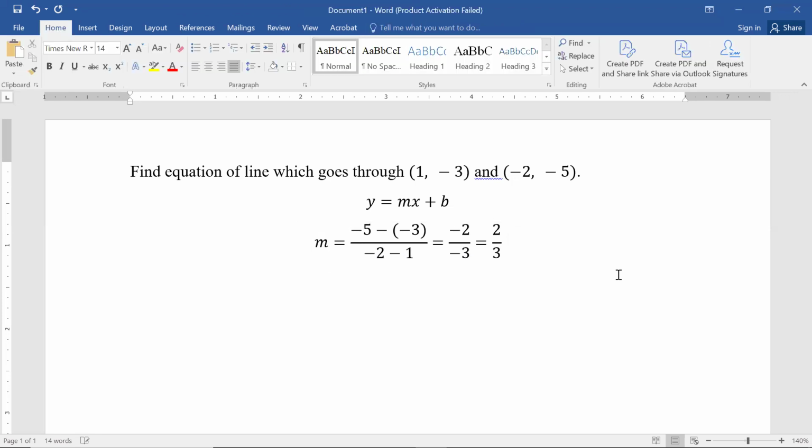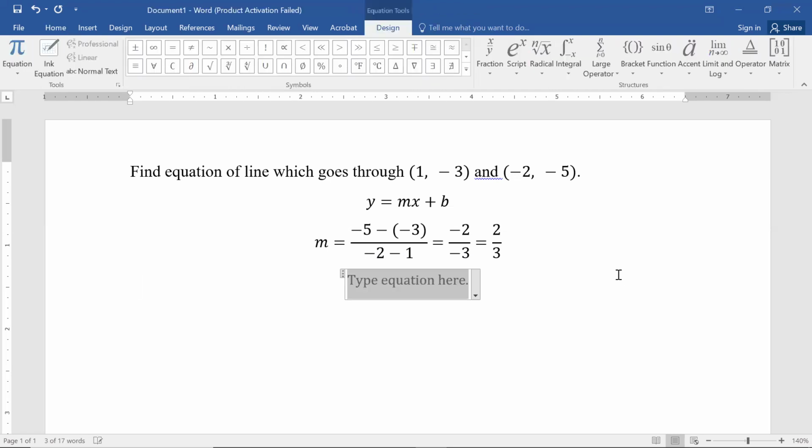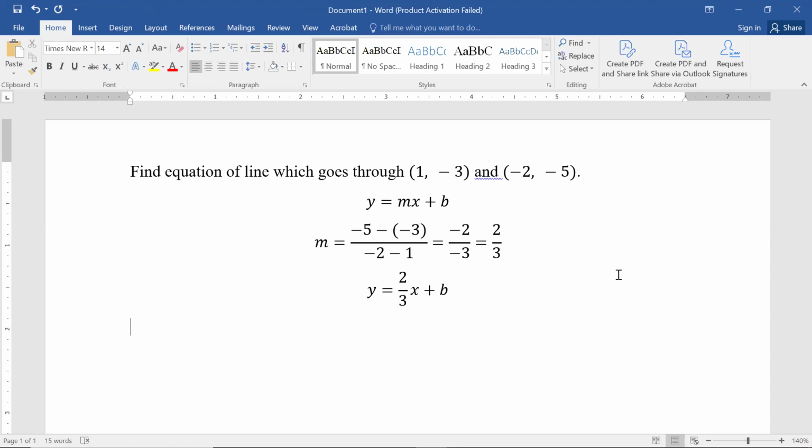Now, 2/3 is the reduced version of the fraction, so I can't get a fraction that's any simpler. So I'll use 2/3 as my slope. There's nothing I can simplify. So I know my equation is going to look like y equals 2/3 x plus b.